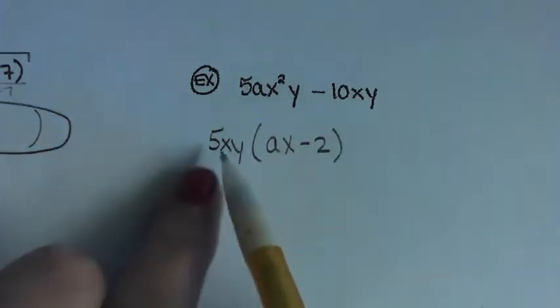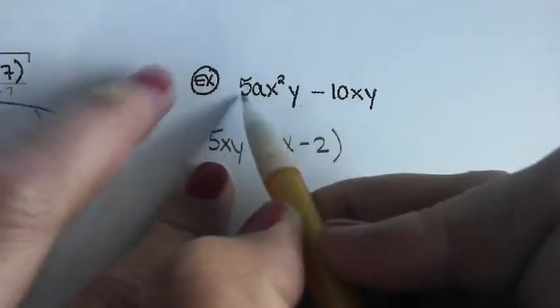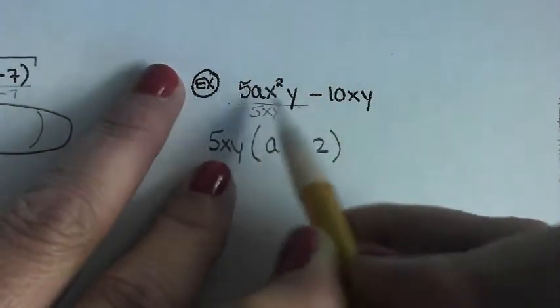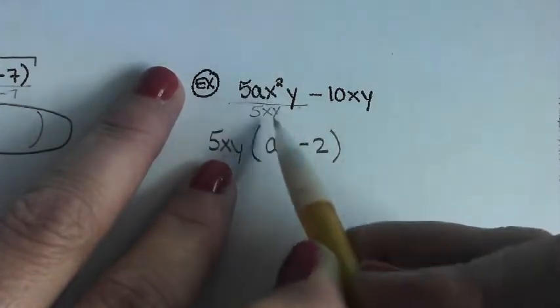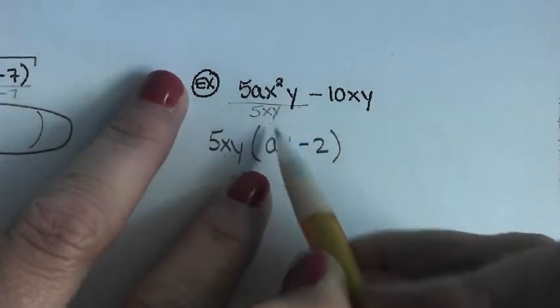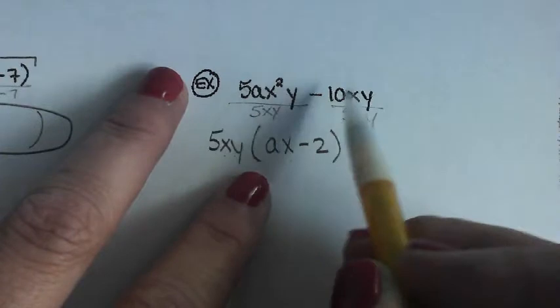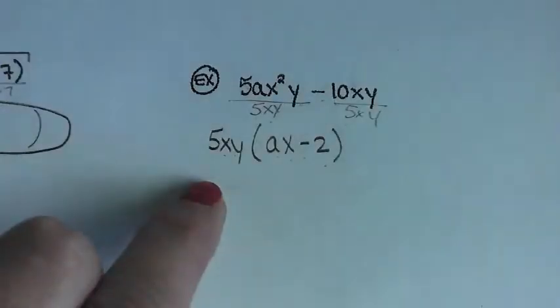If I take out a 5x, and then they have both a y in common, again, it helps. The more complicated they get, the more numbers that are wrapped up in it, the more helpful this showing the division is. 5 divided by 5 is gone. The a is still there. X squared divided by x is x. Y's are gone. And then over here, divided by 5xy, negative 10 divided by 5, negative 2. X's cancel, y's cancel. Perfect.